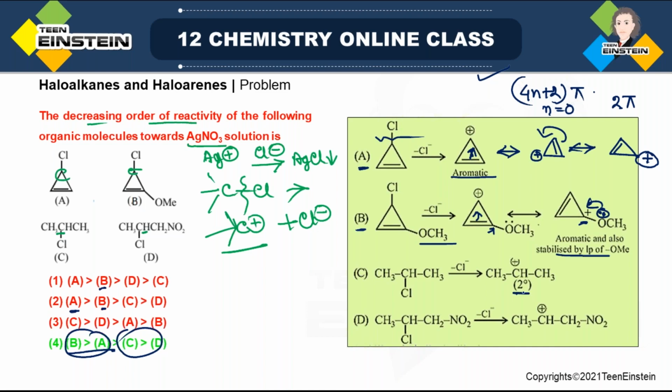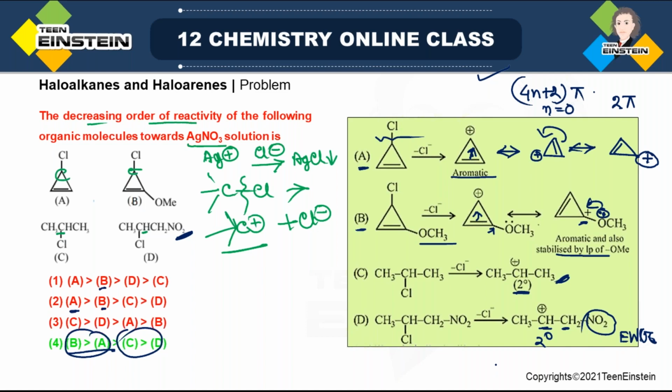Here the carbocation you are getting is 2 degree, but in case of D, see there is an electron withdrawing group. The next carbon has the presence of NO2, which will destabilize this carbocation. Though both are 2 degree, here no electron withdrawing group is present, while there an electron withdrawing group is present, which will destabilize the positive charge. So that is why C will give you a better result.